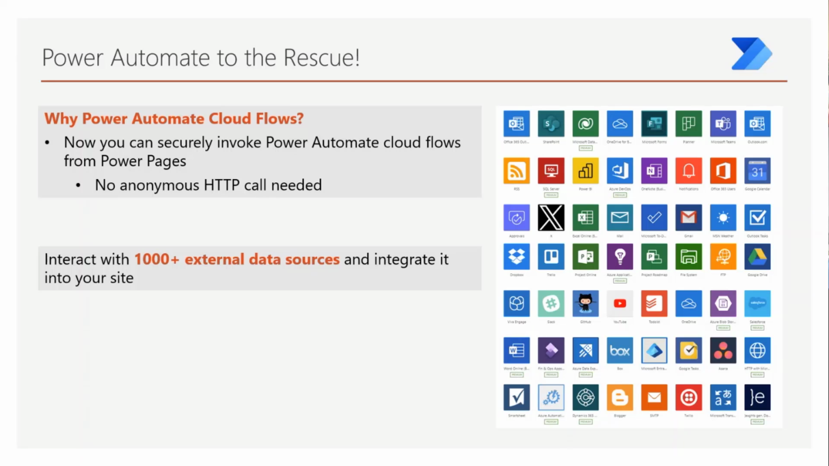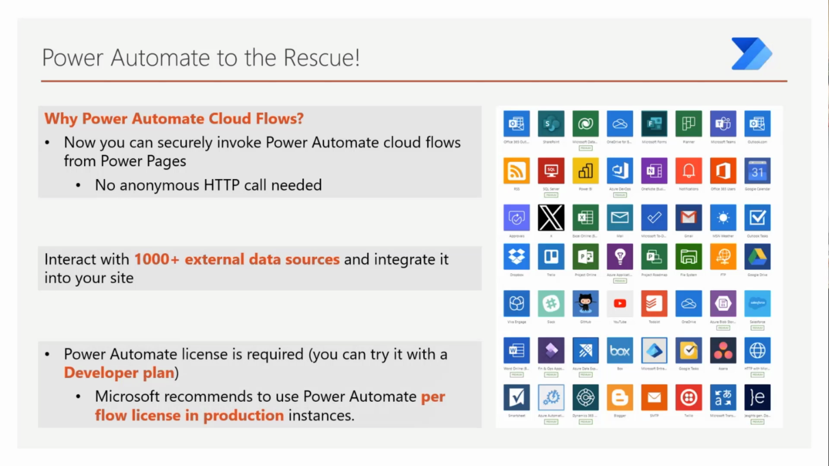You could actually do it in the past, but the problem is you needed to use the HTTP connector, and the HTTP connector didn't have any sort of authentication there. And now you have a new Power Pages connector that you can leverage to do the same, but it secures the calls into Power Automate to make sure that only authenticated users can call your Power Automate flows.